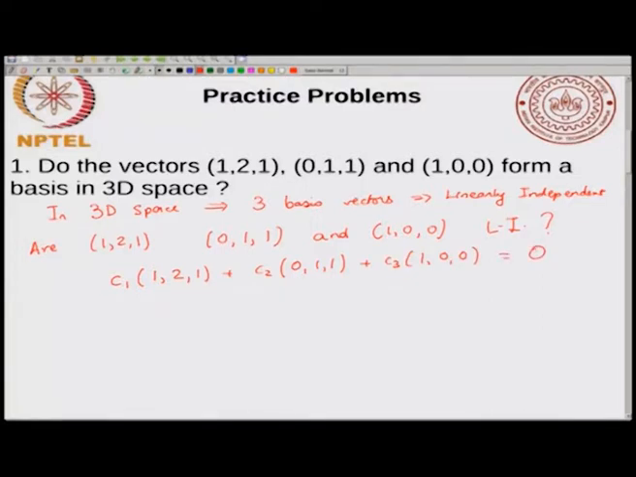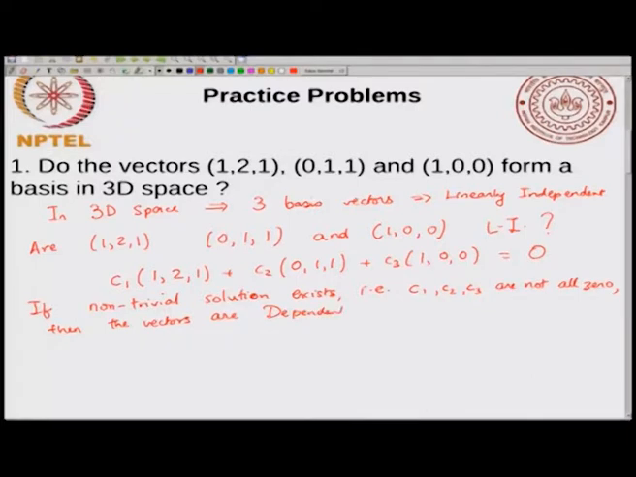Now, if a non-trivial solution exists, that is C1, C2, C3 are not all 0, then the vectors are dependent, or linearly dependent. So, what you have to do is set this condition and check whether there exists a non-trivial solution.